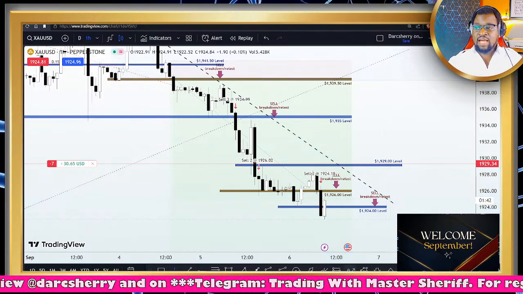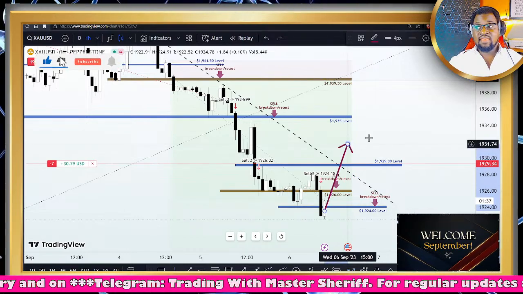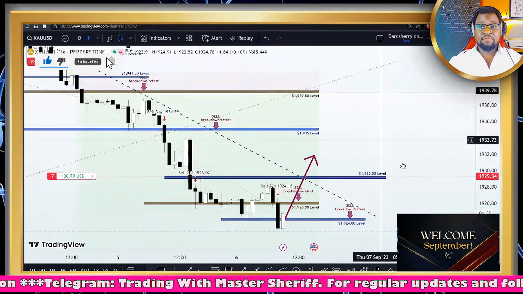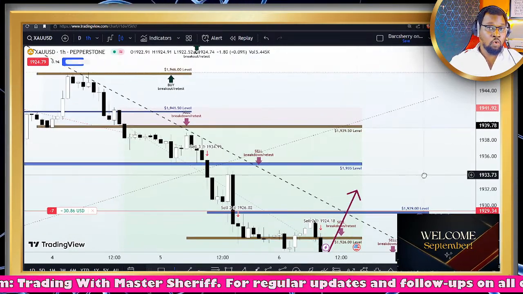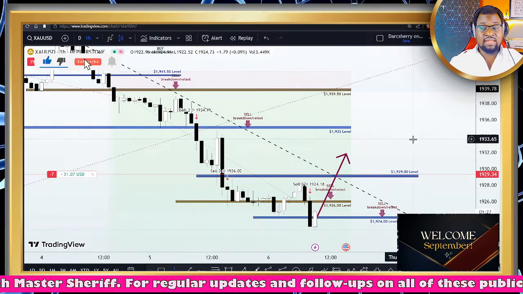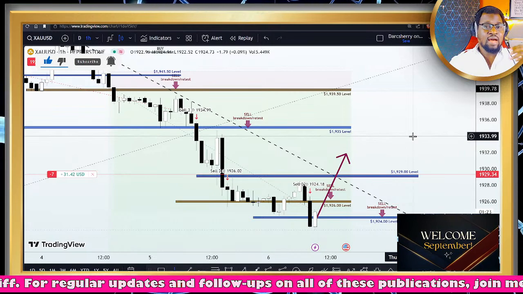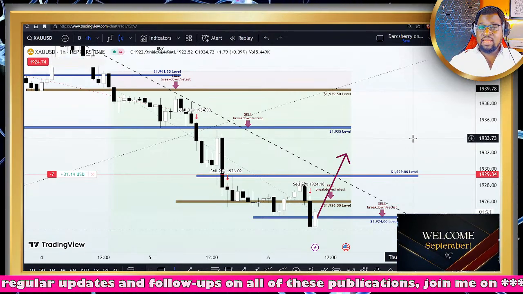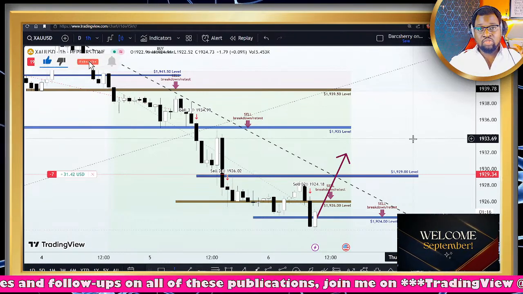However, if price action goes on to break out of the 1929, then this will be the first time price will be breaking out of this trend line in the last 4 days. And if this happens, it will be a beautiful signal that we are likely going to be seeing a momentum shift. Now remember, we don't want to be getting too excited here, as we will need some confirmations to happen for us to jump into the position.